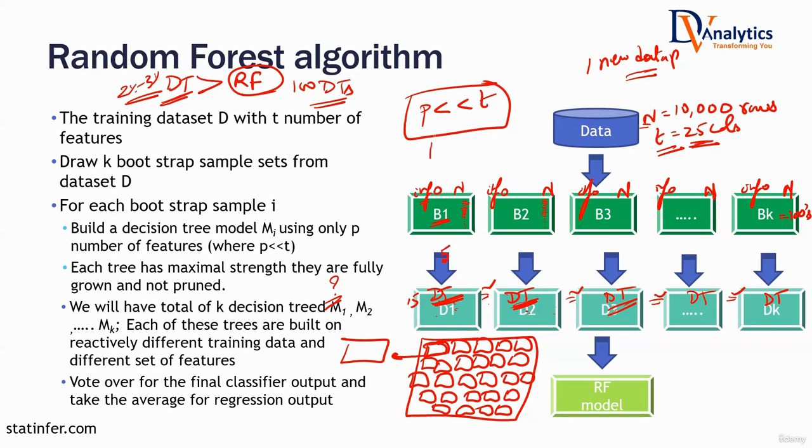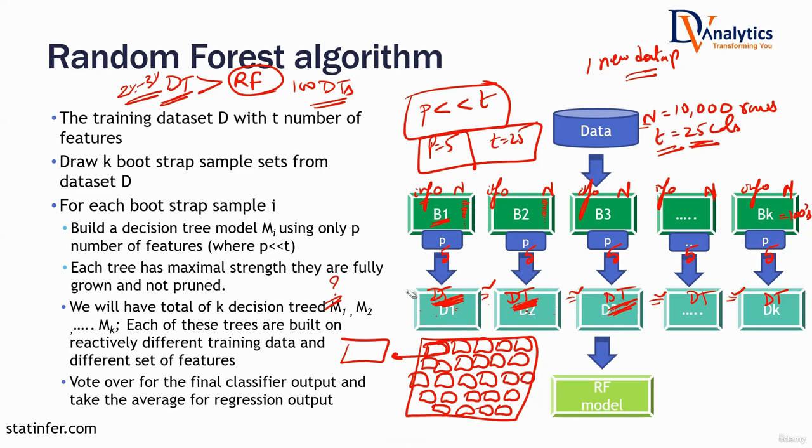P equal to 5, where T equal to 25 overall. You have 25 columns, you're only using 5 out of them for building this model. Randomly picked 5 columns for building this, randomly picked 5 columns, randomly picked 5 columns. Wherever you are building this decision tree, individually you randomly pick only P number of columns from the overall data of T columns. What that will do is this decision tree will learn something independent of this one. This will learn something independent of this one. All these decision trees will be totally independent.